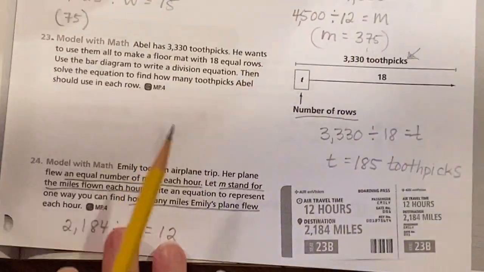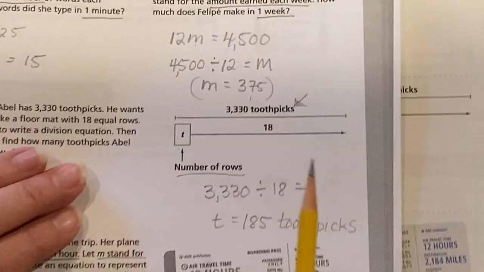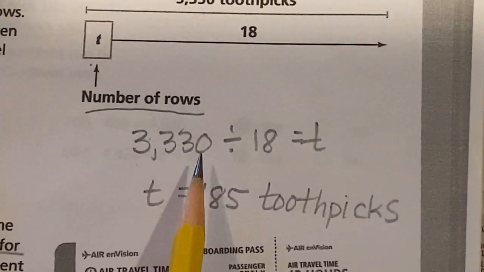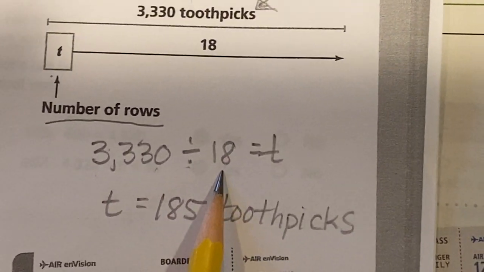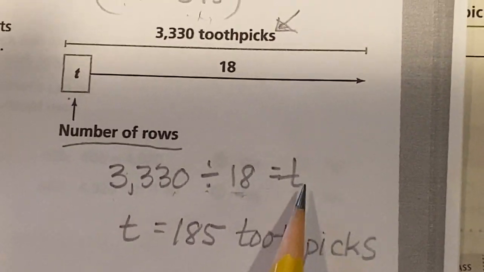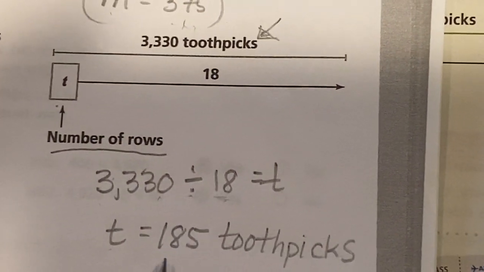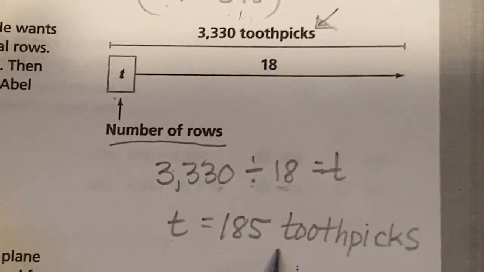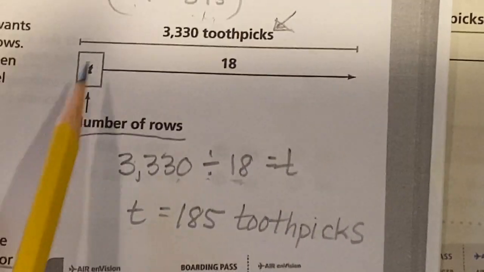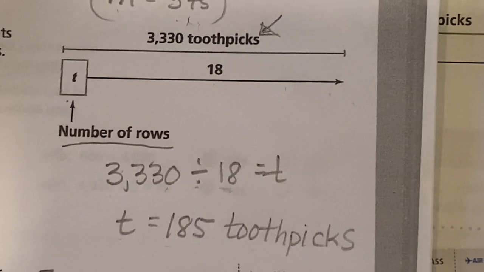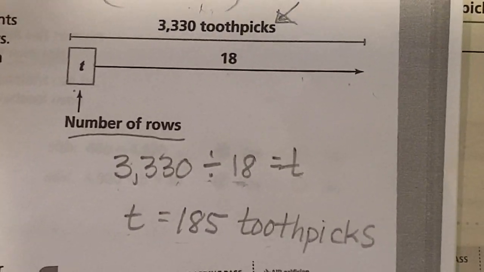Okay, so here we have Abel and his little project. And I said 3,330 divided by 18, that's the number of rows, equals T. So what we found out is that there's going to be 185 toothpicks in each of the 18 rows that make up Abel's extremely uncomfortable floor mat.